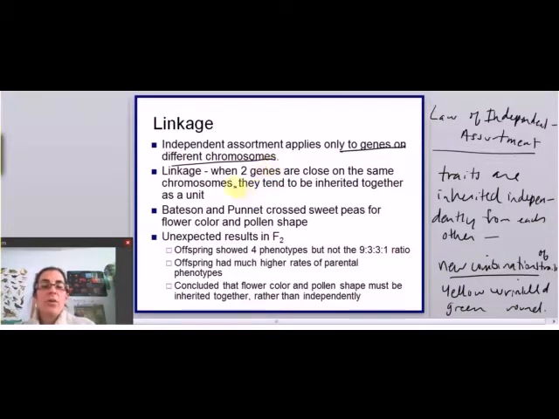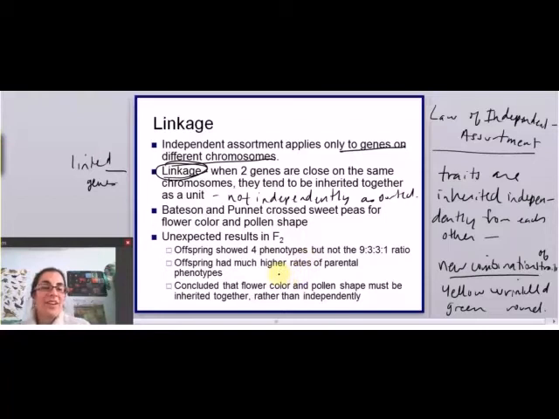So what we now know is that if genes are close together on the same chromosome, then they're what's called linked, and this is linkage. So they are linked genes. They will not follow the law of independent assortment, and they will tend to be inherited together in the same combination of traits that the parents had. So they violate the law of independent assortment.